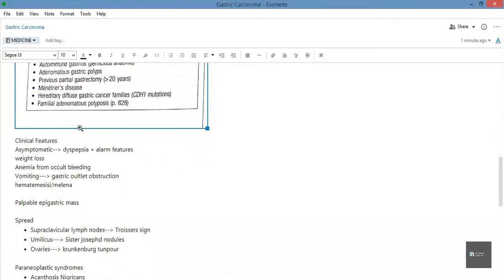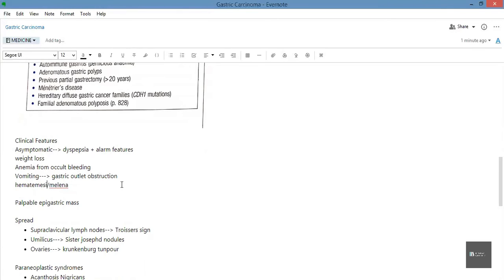Then we have familial adenomatous polyposis. Then we have the clinical features. We've already discussed that it's asymptomatic, and there may be dyspepsia plus alarm features such as weight loss, anemia, which occurs due to occult bleeding. There may be vomiting due to gastric outlet obstruction. And then there's hematemesis or melena.